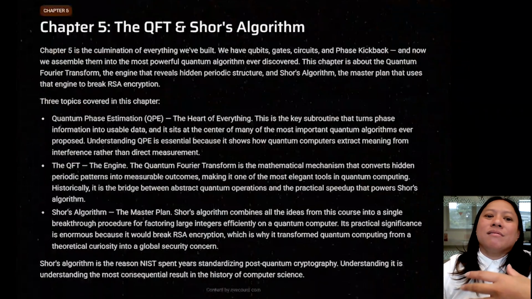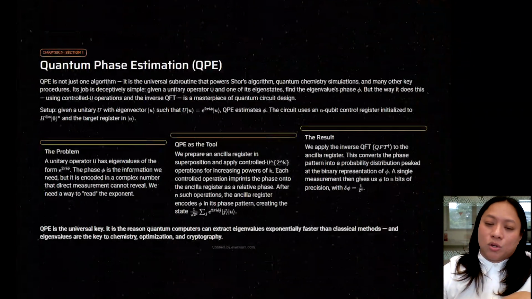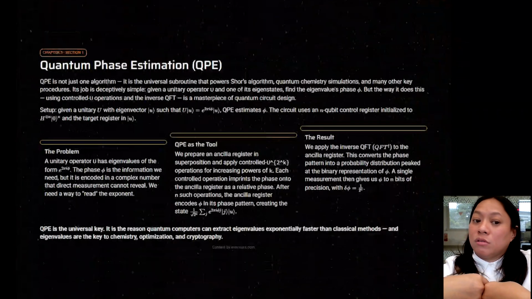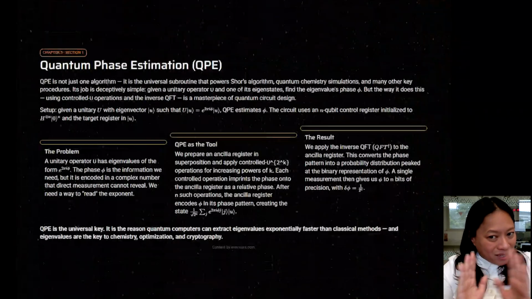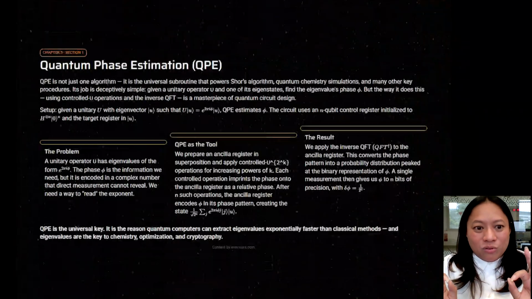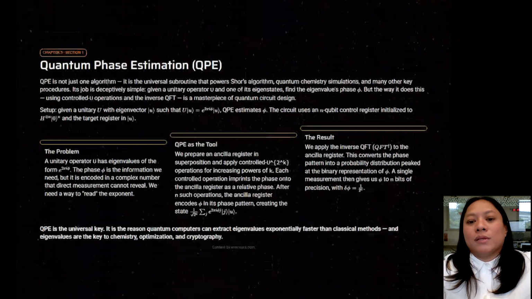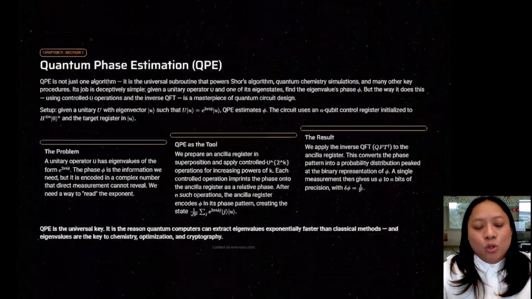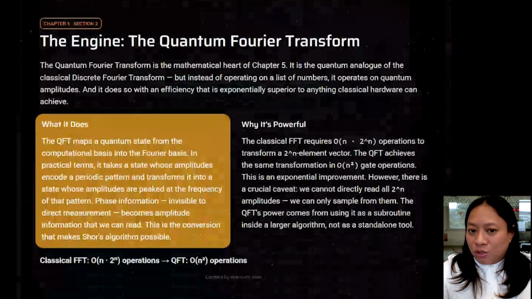So let's take a look at quantum phase estimation, also known as QPE. We have a unitary operator U with a phase phi hidden inside it. We can't see phi. It's invisible to measurement, but we do need it. So QPE is the tool that extracts that phase and stores it in a register of qubits so that we can actually read it. And this is where the quantum Fourier transformation comes in.